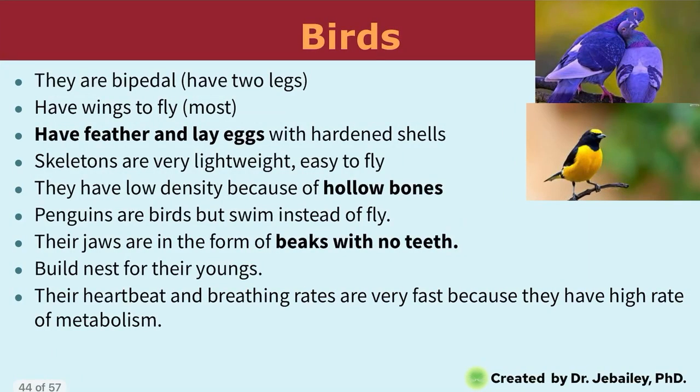Then we have the birds. They mostly have feathers and lay eggs. They have hollow bones. They have a beak with no teeth. Okay, these are the things that you need to know that usually fall again, like in IB, okay?